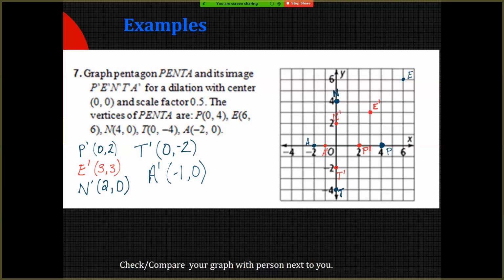So the last thing I want to do for my graph is to go ahead and connect the sides of this figure to make our diagram. Keep in mind your figures should look exactly the same as one another, except one should be reduced in size. So here my blue figure, my pentagon in blue, is the original. My dilation, which happens to be a reduction in size, is the red.